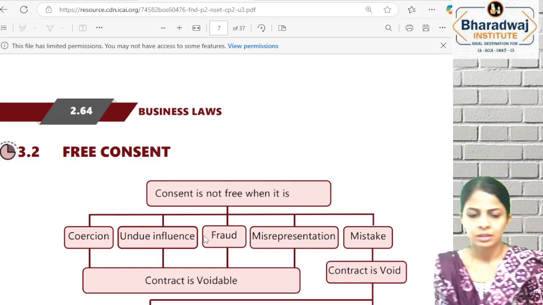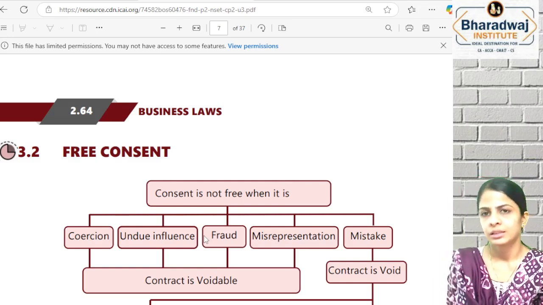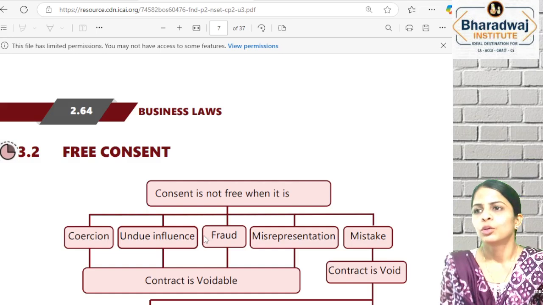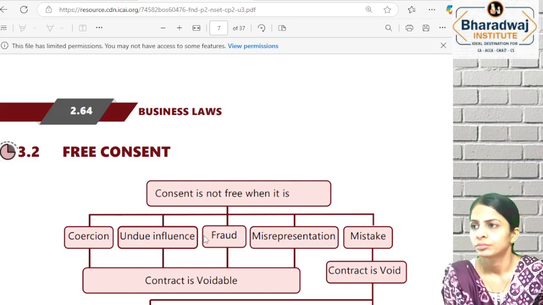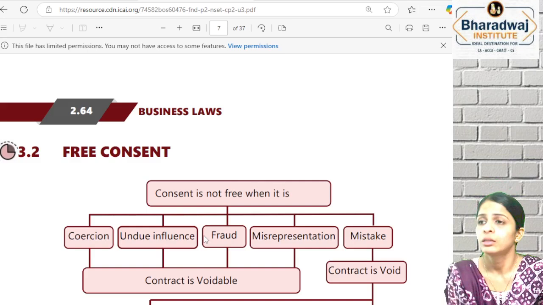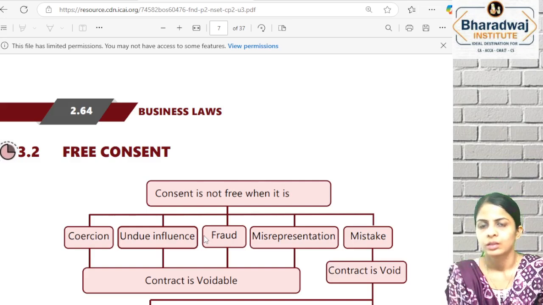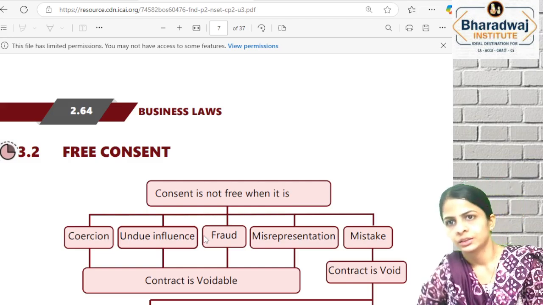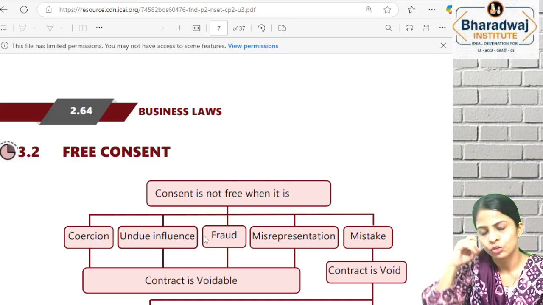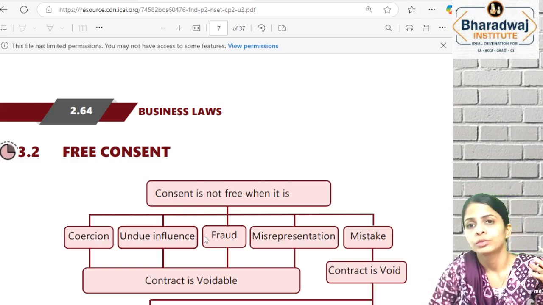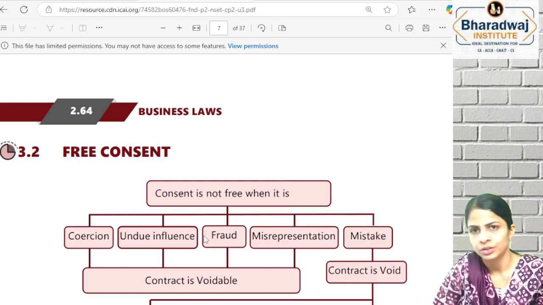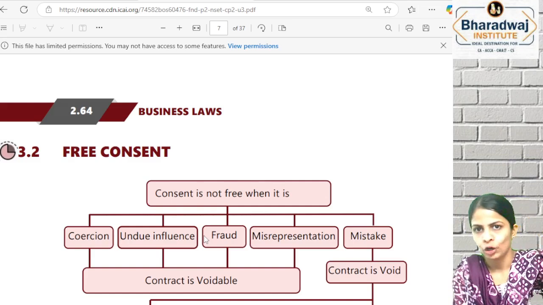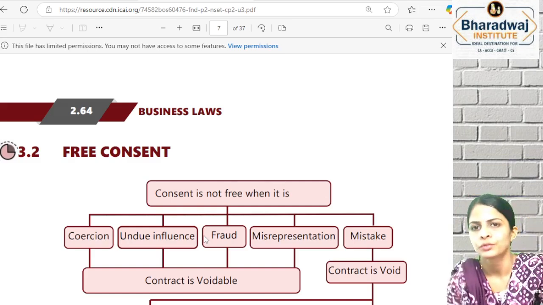Next heading is free consent. What do you mean by free consent? A person should willingly enter into a contract. That is known as free consent. He should not forcefully be entering into a contract. Free consent means two people having the same thoughts relating to the terms and conditions of the contract.